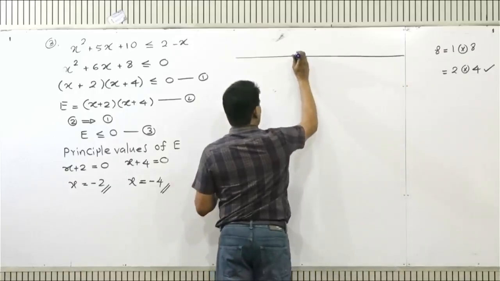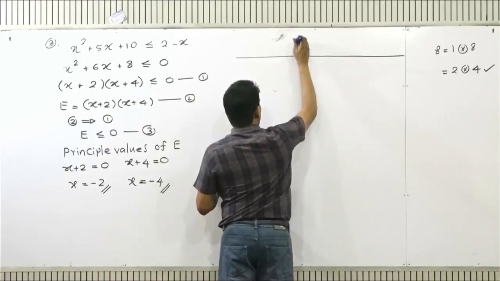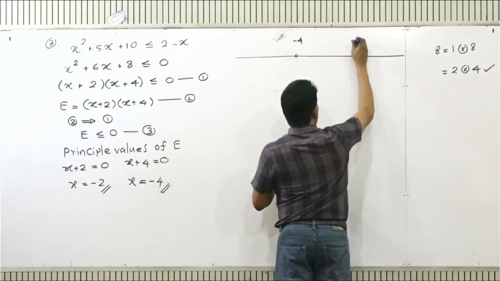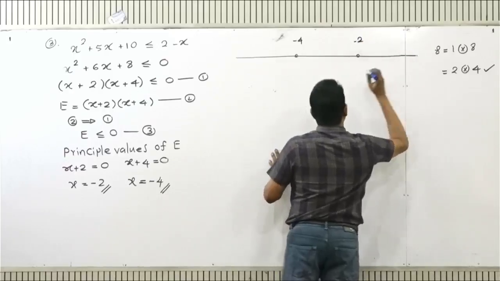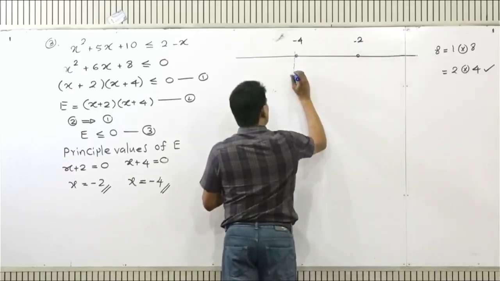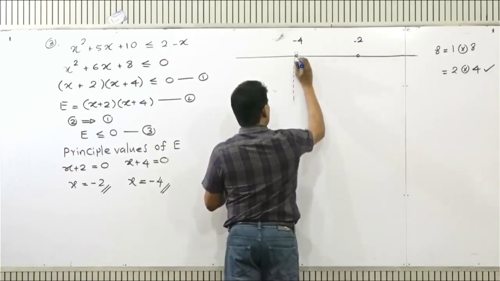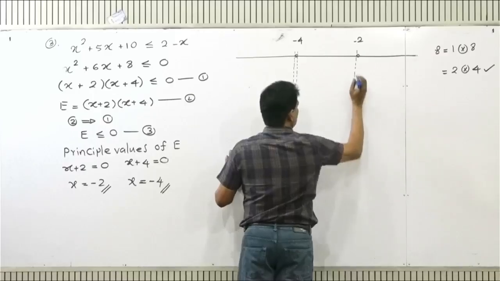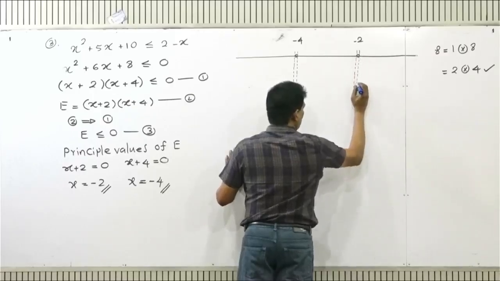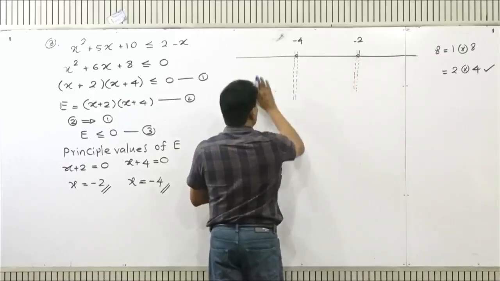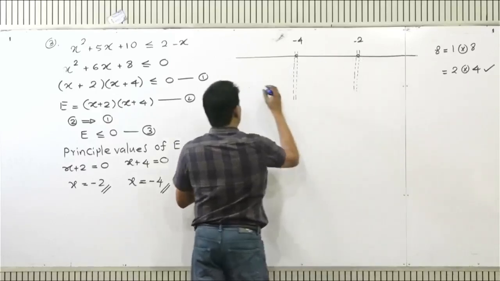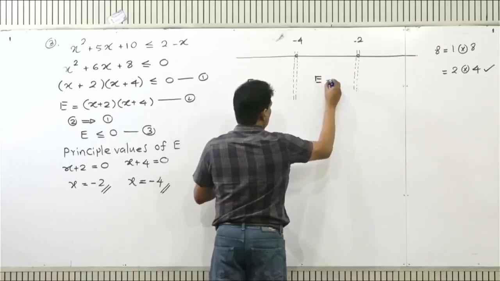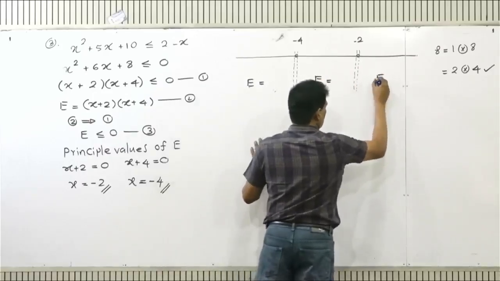Two principal values, one is minus 4, the other one minus 2. When we mark these principal values, the real number line is separated into 3 different areas. Now we have to find the sign of E in each and every area.